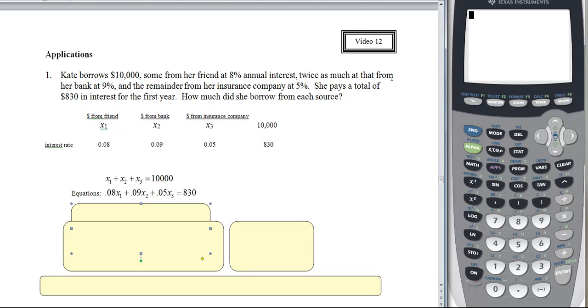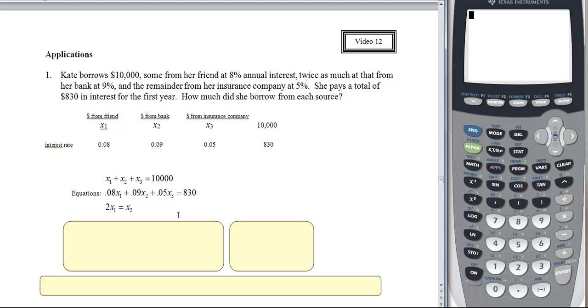Twice as much as that from her bank. Now do this for me. I want your right hand to be the money she borrowed from the bank. Left hand is money she borrowed from her friend. Now she borrowed twice as much from the bank than from her friend. Now in order for my left hand to be up and equal to my right hand, I need to multiply that by 2. Now remember, my left hand was the money borrowed from her friend. So my left hand's x sub 1, right hand's x sub 2. So if I go 2 times x sub 1, that would equal my x sub 2.